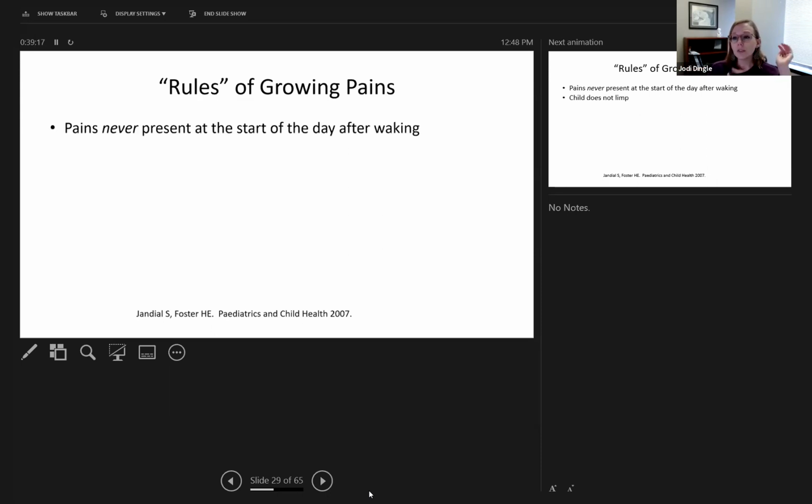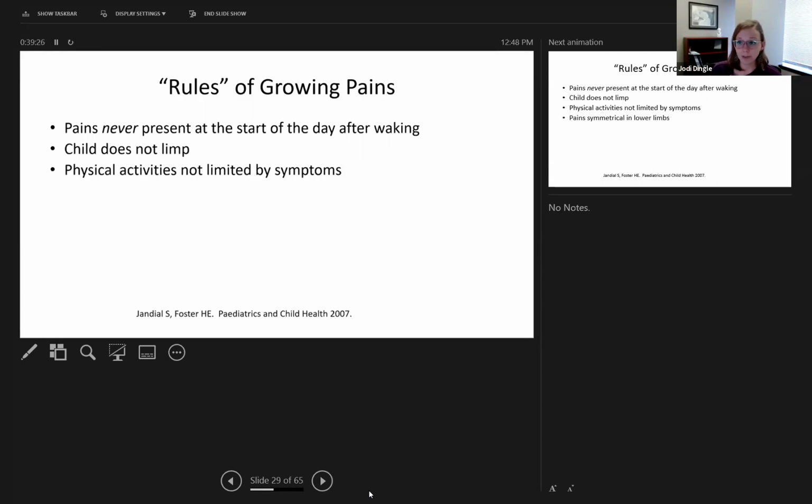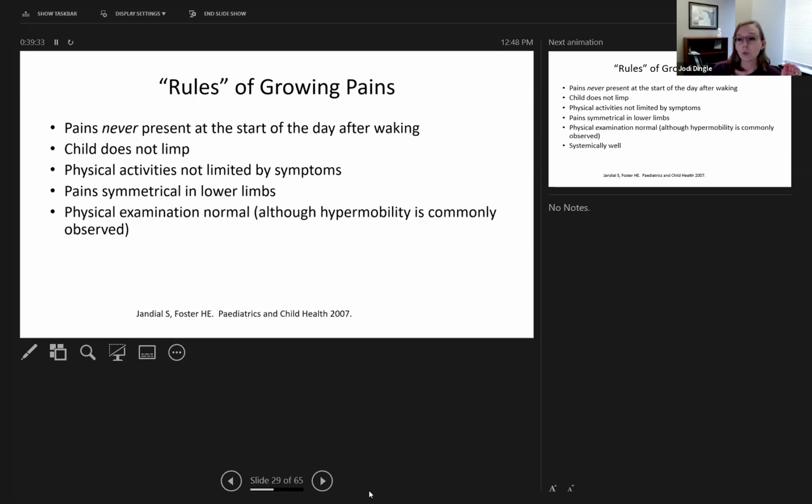So this is pain that is not there during the day. It's only at night. The child does not have a limp. They do not limit their physical activities during the day due to pain. It's typically symmetrical. And when you see them during the day, their physical exam is normal. These do tend to be kids that have some hypermobility. And systemically, they're well. They're not having fevers. They're growing well. And they have normal gross motor milestones.